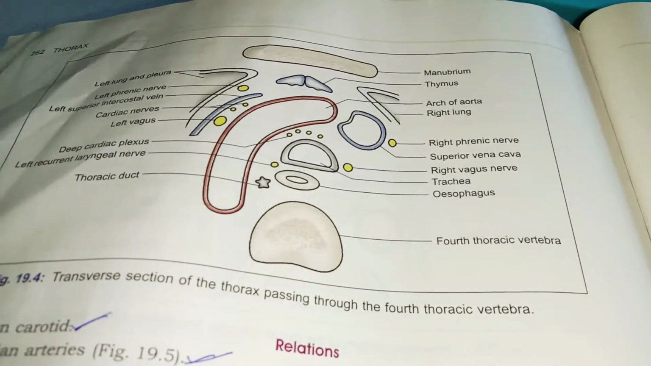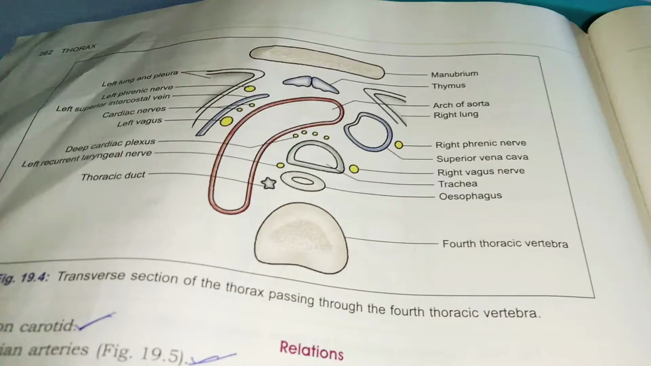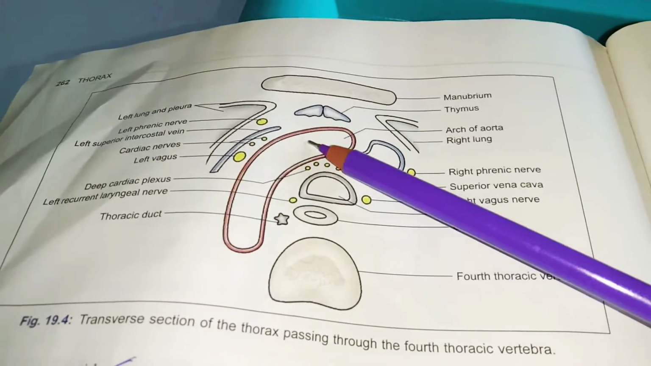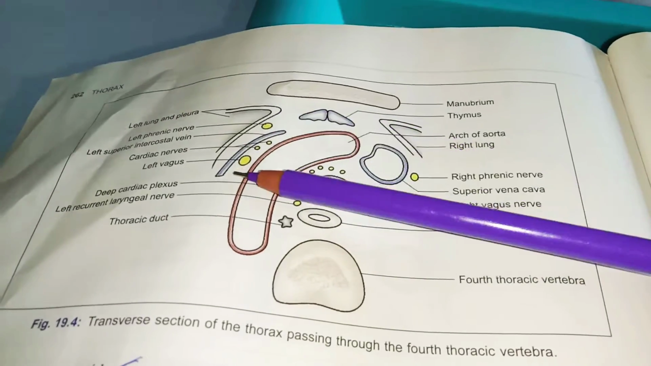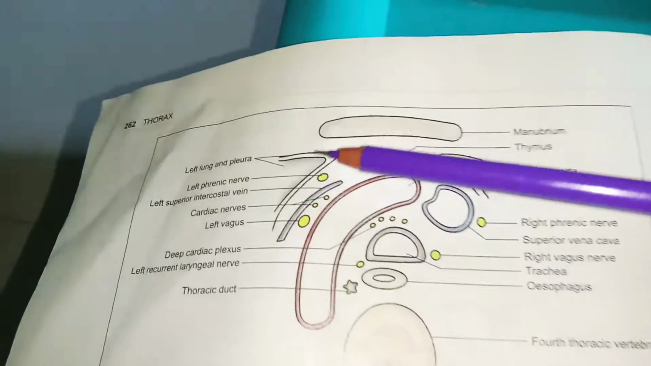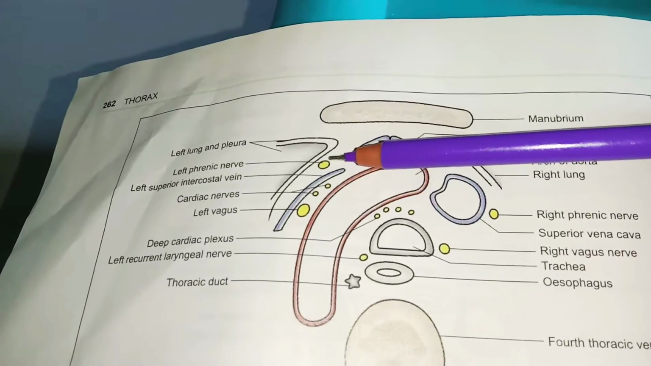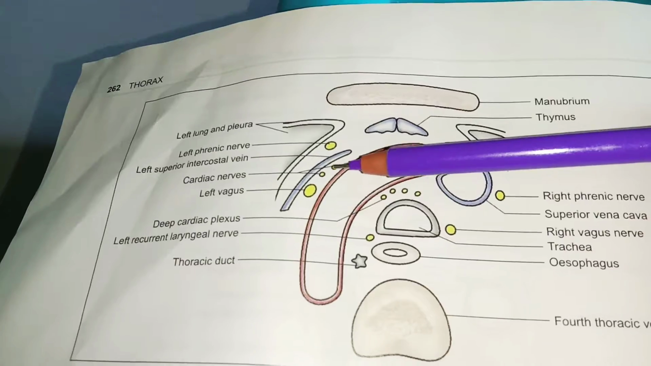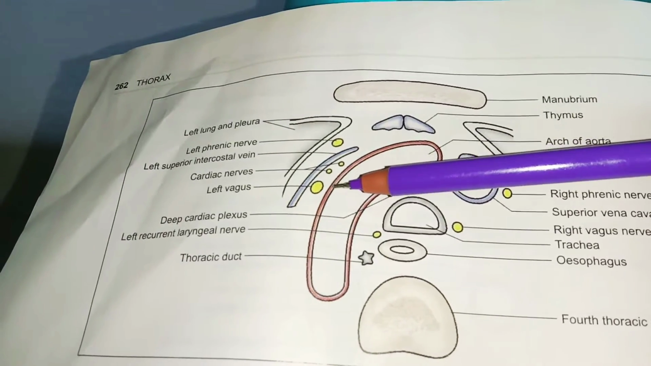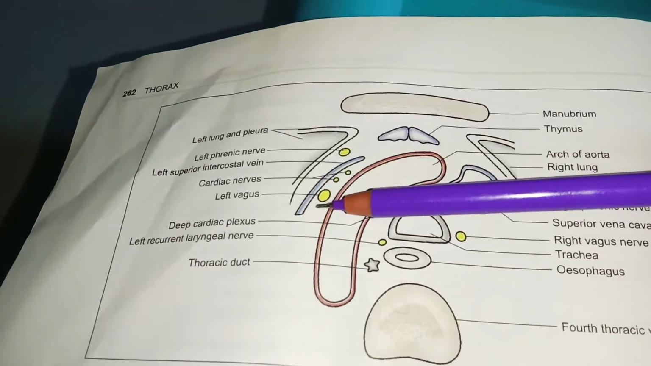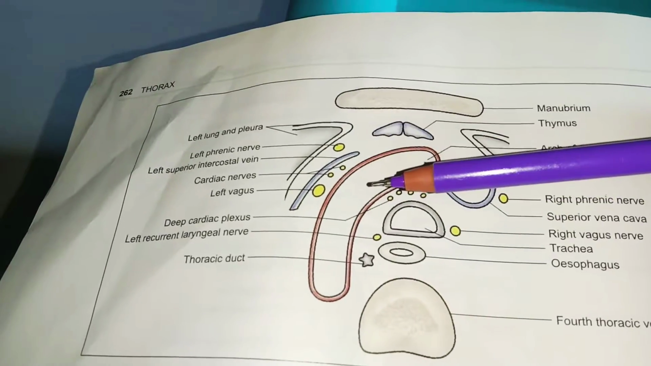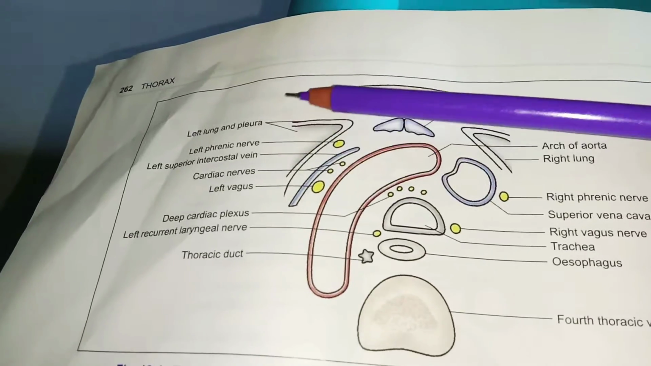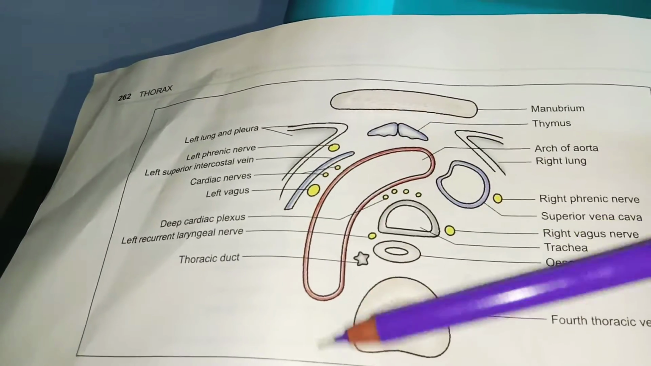Now let us check out the relations of the arch of aorta. Anteriorly to the arch of aorta you will find four nerves arranged from before backwards. The first one is the left phrenic nerve. Next you have the lower cervical cardiac nerves or cardiac branches of the left vagus. Next you have the left vagus, and also some upper cervical cardiac branches of the left sympathetic chain and left vagus. These are the four nerves anterior to the arch of aorta.